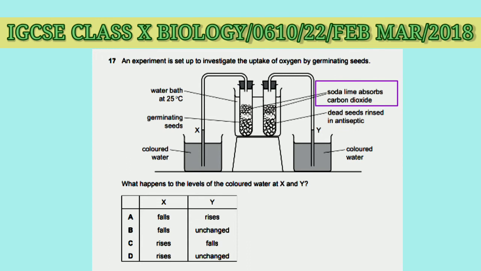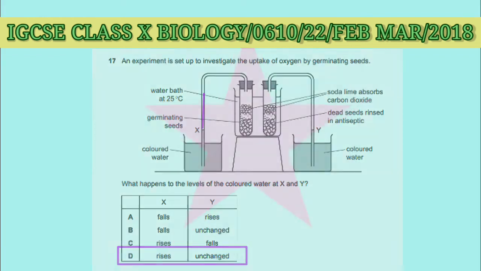Both test tubes contain a layer of soda lime which will absorb carbon dioxide. Seeds in the left test tube, they respire and take up oxygen from the tube and this will make colored water rise up. The one on the right hand side, that is dead seeds, will not respire and colored water will not rise, or its level will remain unchanged. So correct answer is option D. Level of colored water rises in X and in Y it will remain unchanged.